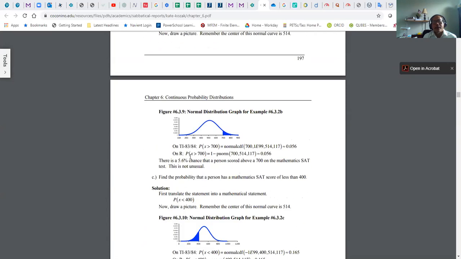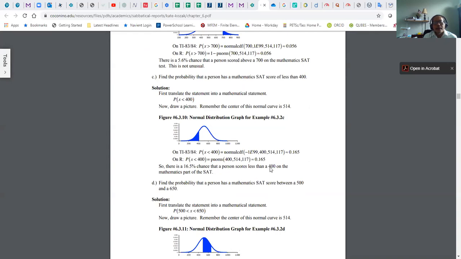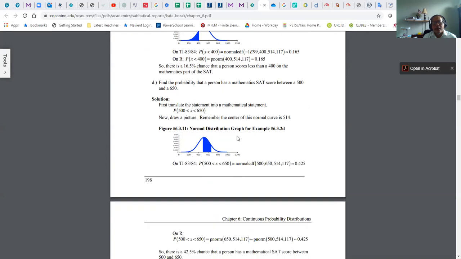You can also use R here. As you can see, this R command is looking for the area on the left. If you're looking for greater than, you need to subtract from 1. So if you're looking for the area on the right, you subtract the area on the left from 1, and you get the area on the right. If you're looking for the area on the left, you simply put the command there.